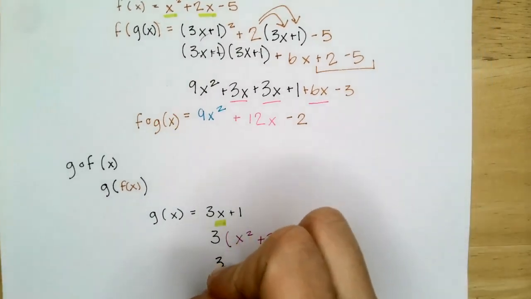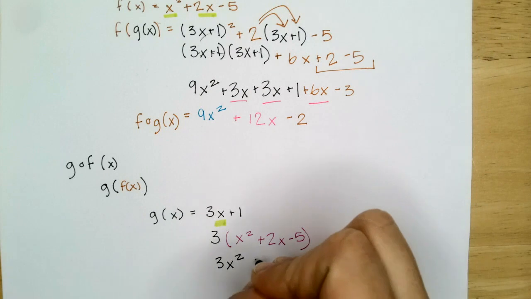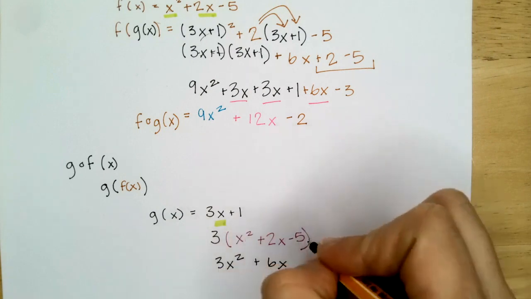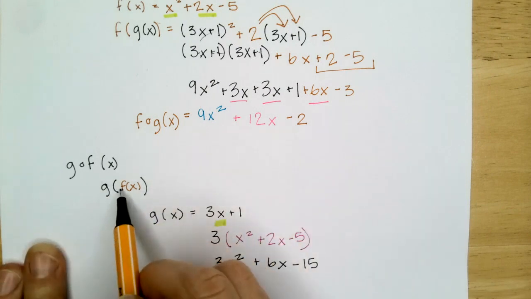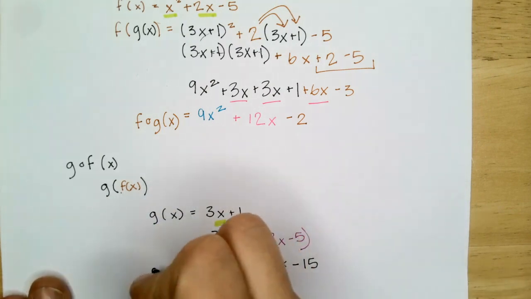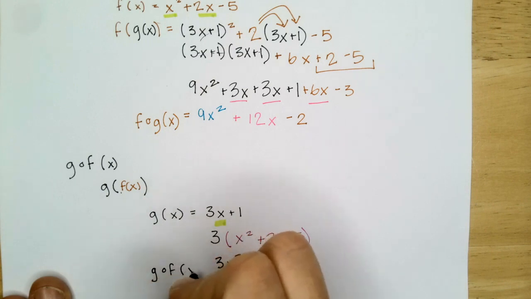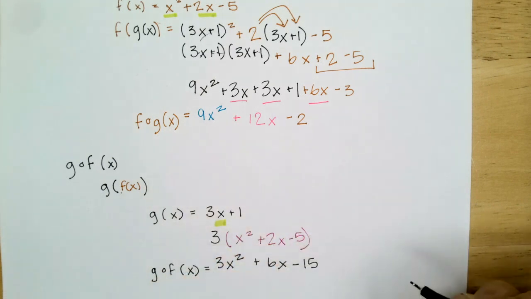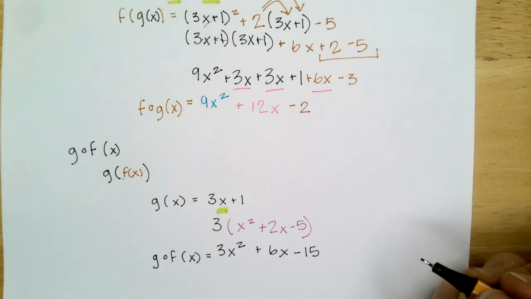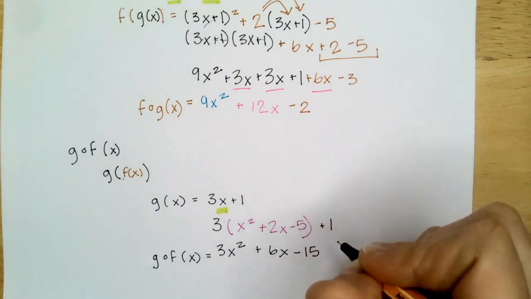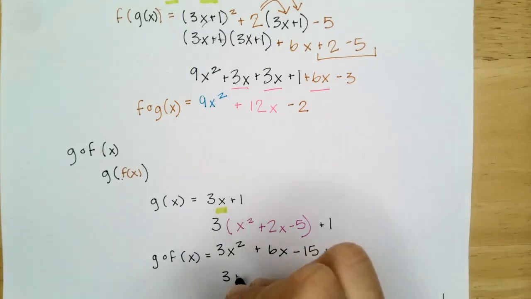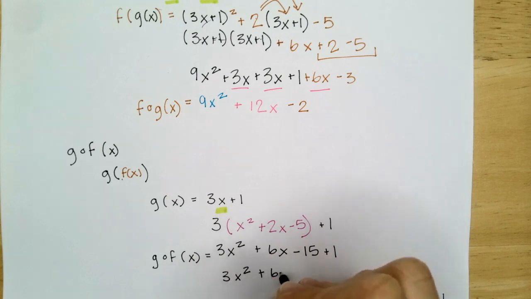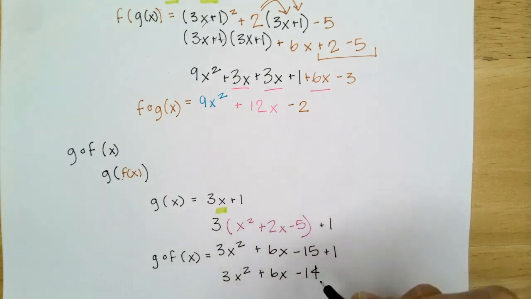3 times x squared is 3x squared. 3 times 2 is 6x. And then 3 times a negative 5 is a negative 15. So g of f of x is equal to 3x squared plus 6x minus 15. Oh, sorry, plus 1. Good. So it's actually 3x squared plus 6x minus 14.